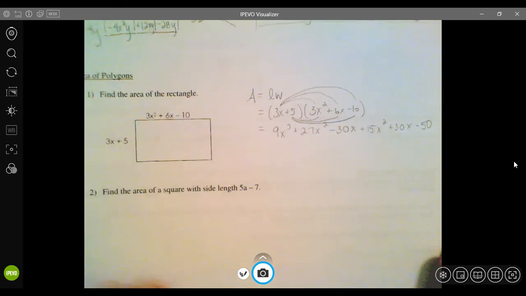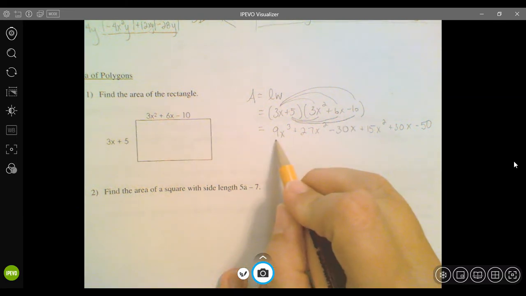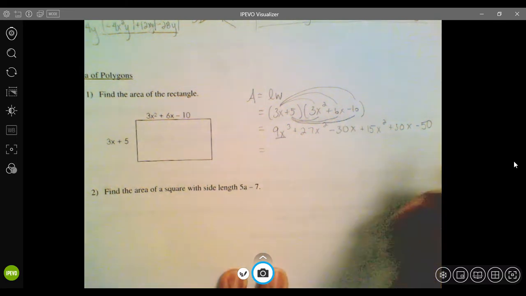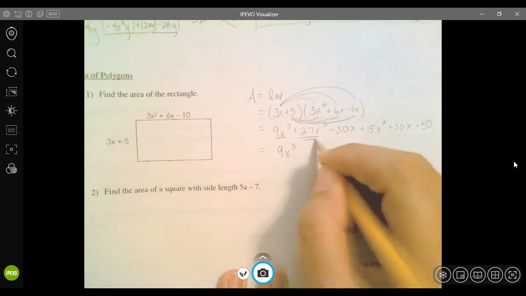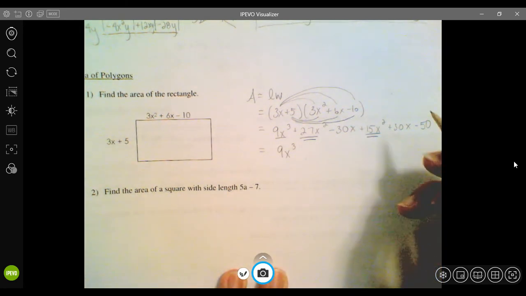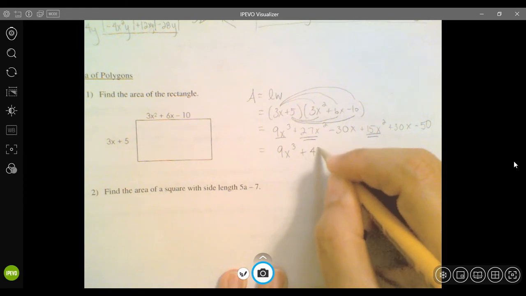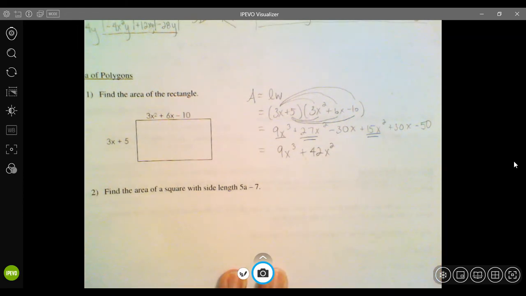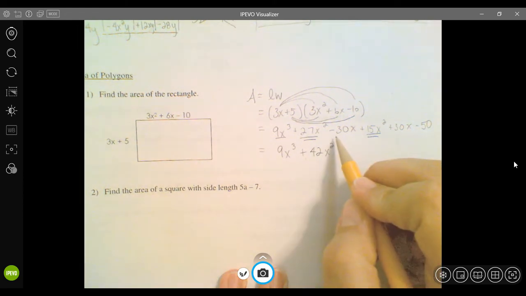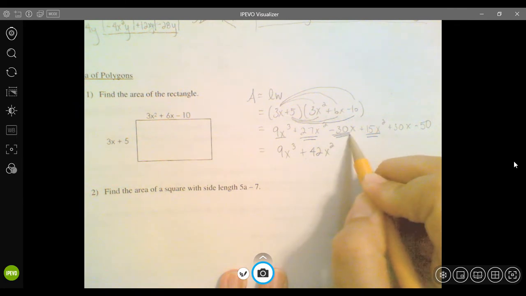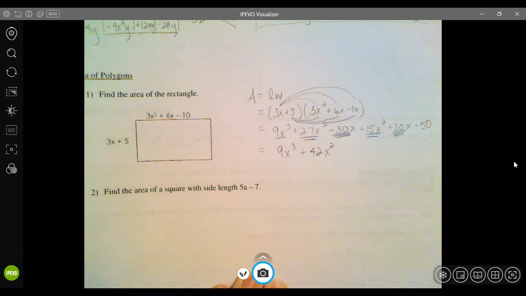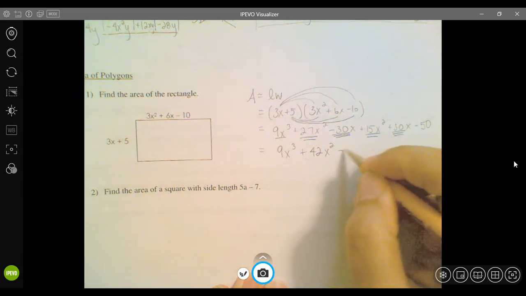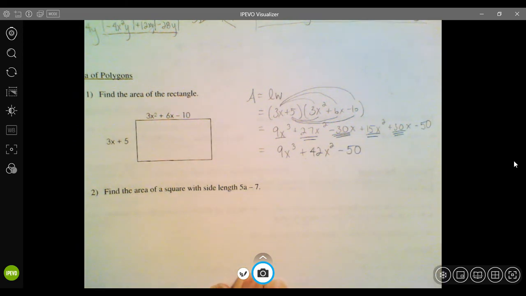All right, so now I combine like terms. 9x cubed stands alone. 27x squared plus 15x squared is 42x squared. Negative 30x plus 30x is 0. Oh, that zeroed out, so I don't even need to write it. And then I bring down my minus 50. So that's how you multiply.